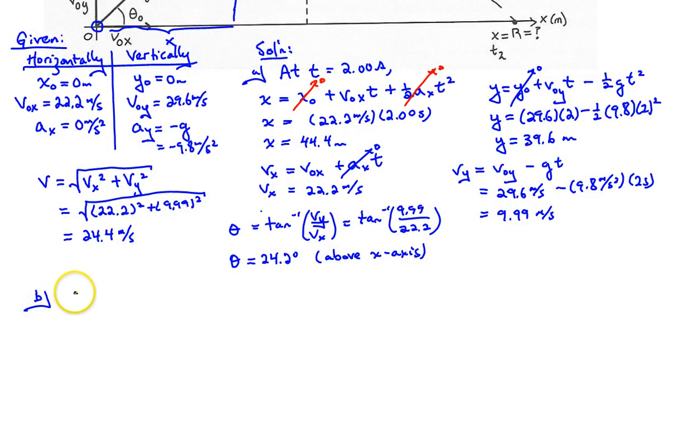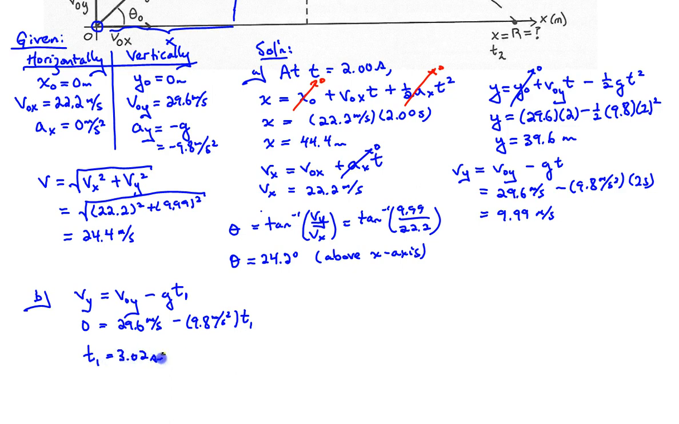We're going to use the velocity in the y direction equals the initial vertical velocity minus gt to solve for that time t1. We have 0 for the velocity at the top of the path. The initial vertical velocity was given as 29.6 meters per second minus 9.8 meters per second squared times t sub 1. And that will get you a time of 3.02 seconds.